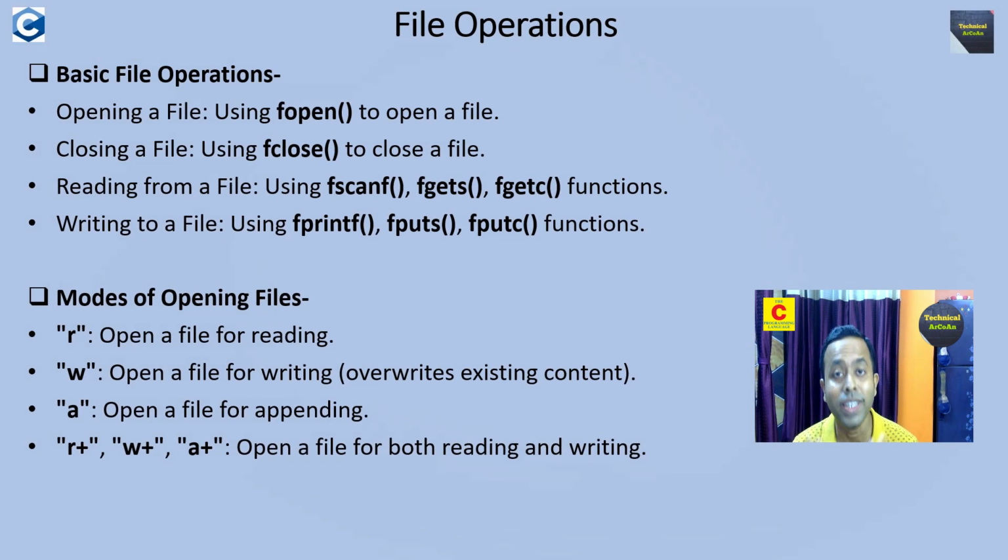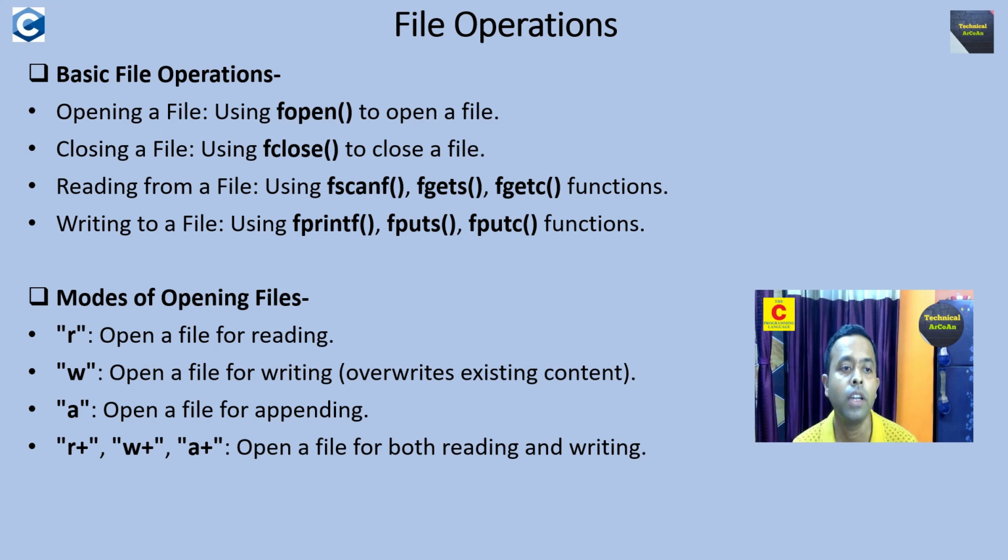Now, what different operations do we perform using file handling in C language? Basic file operations: opening a file using the inbuilt function fopen, closing a file using fclose, reading from a file using functions like fscanf, fgets, etc., and writing to a file using fprintf, fputs, fputc, etc.